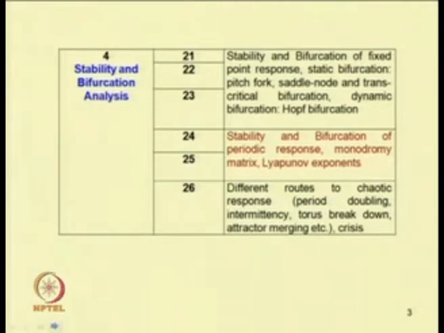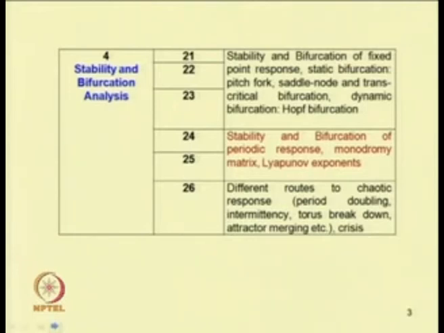Then we will study the quasi periodic and chaotic response, and in this module, in the last class, I will tell about different routes to chaotic responses. For example, the period doubling route to chaos, the torus breakdown route to chaos, then intermittency, and we will also discuss crisis. Also some methods to control the chaotic response and the usefulness of the chaotic response we will discuss in that class.